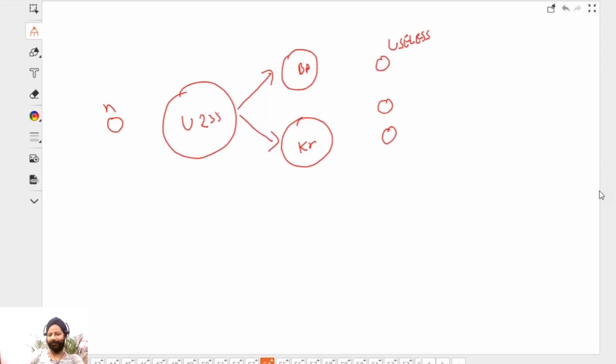Yeah, but then this can also collide with another atom, no? You can collide with uranium 235. But I'm saying when it collides with U-235, it does not do anything.